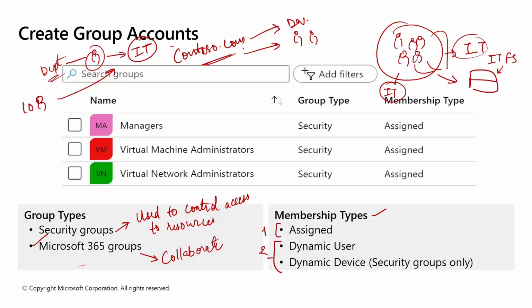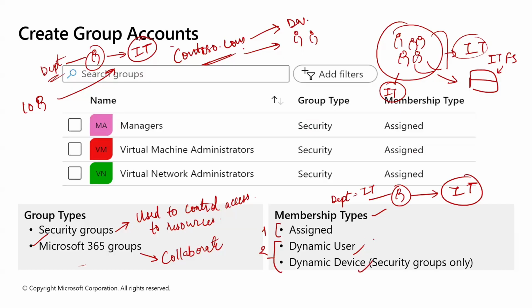But what are the other options? Dynamic membership means membership will be automatically managed by rules based on user attributes such as department or job title. Let's say I have created a dynamic user membership. I say if any new hiring is done and the department attribute equals IT for this user, he should be automatically put into the IT group. Don't you think that's quite easy? It removes my overhead as an Azure administrator. So that is a dynamic user.